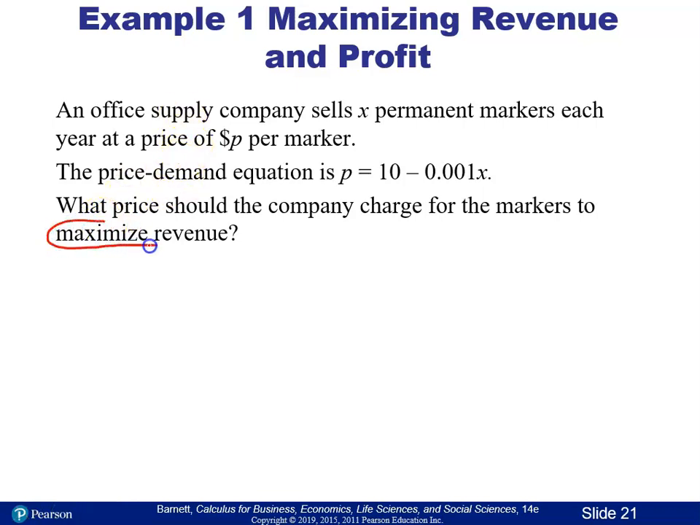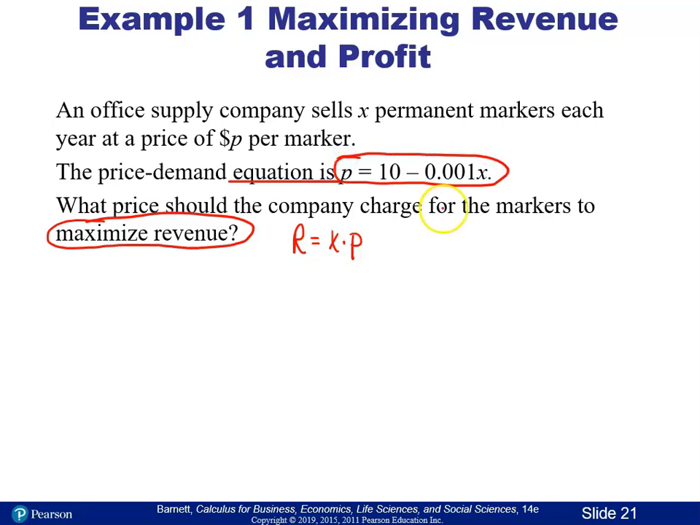So in order to solve this, we need to maximize revenue. So in order to maximize revenue, I've got to first have a revenue equation. So if you remember from previous sections, revenue is the number of units times the price, okay? So that's the equation that we want to maximize, but it's in terms of two variables at this point. That's where this second equation is going to come in.